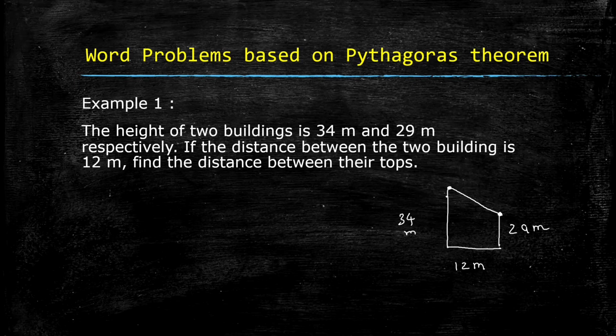So let me name these points here: A, B. AB is one building and CD is another building. So what I'm going to do is I'm just going to complete this line here, and maybe mark it as E. Now this complete AB is 34 meters and CD is 29. So here I get a sort of a rectangle. ECDB is a rectangle. If this is 12 meter, this is also 12 meter. What is this small distance AE?